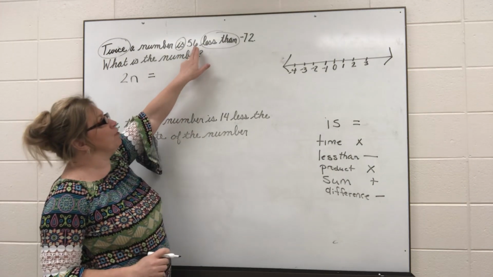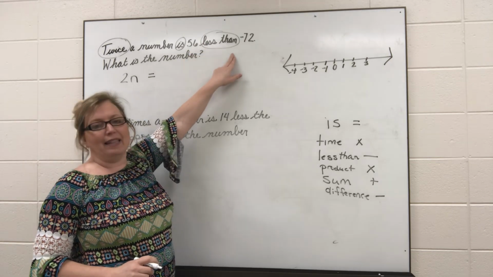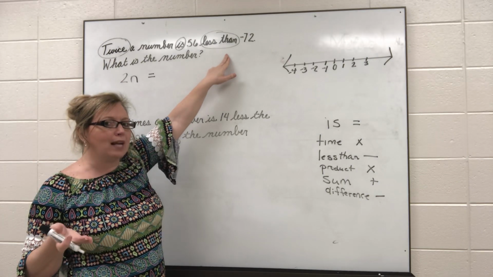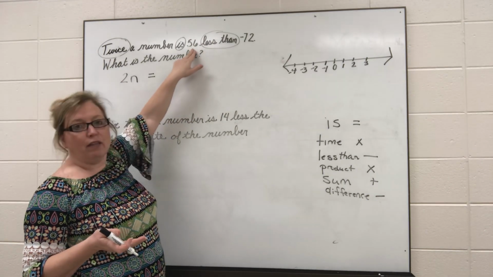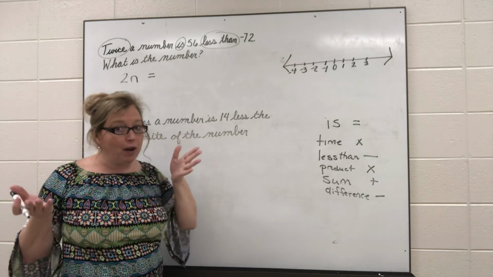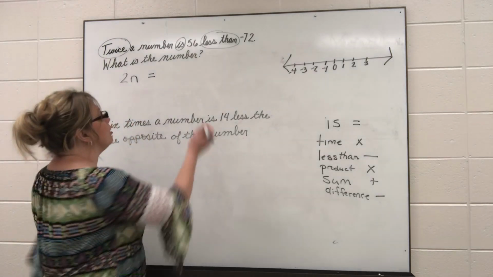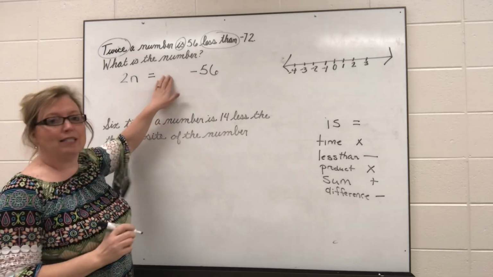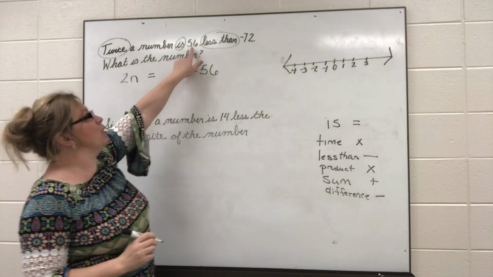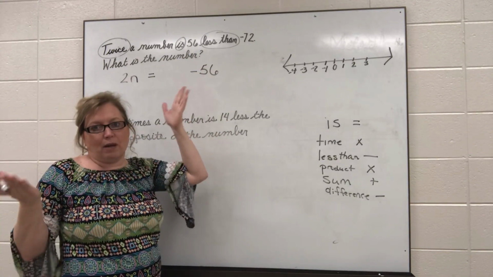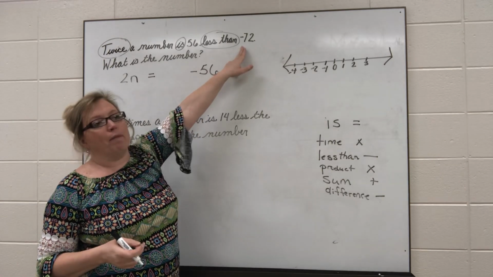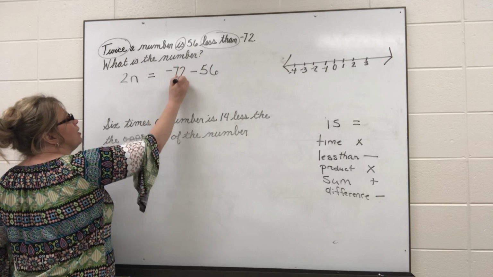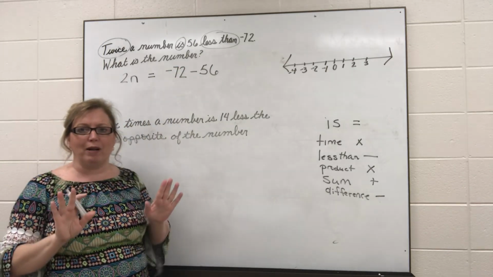Now it says 56 less than. Less than means I'm going to subtract. Well, what am I subtracting? I'm subtracting the 56. I don't know what I'm subtracting it from yet, so I'm going to write minus 56. I know there has to be another number here because I'm going to take 56 away from something. What am I taking it away from? Negative 72.